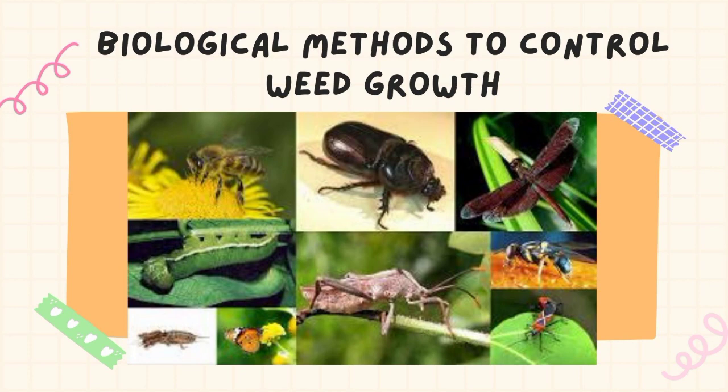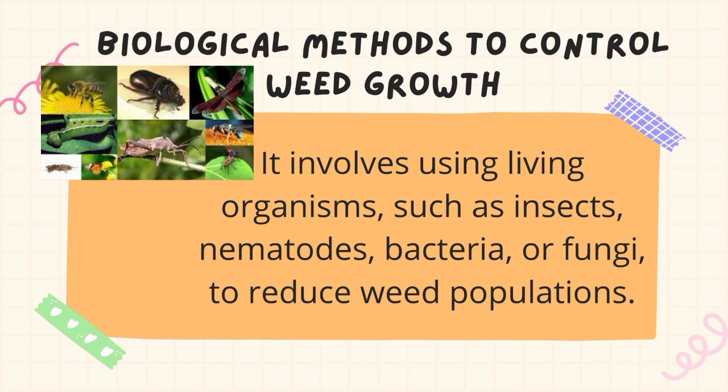Third is biological methods to control weed growth. It is any technique involving the use of living agents that are natural suppressors of weed growth. Living agents such as grazing animals, insects, fungi, or bacteria are being used not only to eradicate weeds but also to control the germination of their seeds.